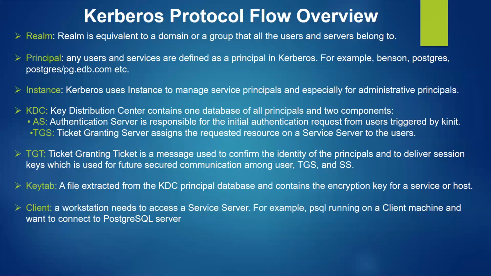Then the next most important one is, anyway, all of them are important, but in order for us to be able to have access to our resource, which might be our Postgres running on a different instance, we'll need to extract a keytab file, right? It just contains the encryption key for a service or a host. And we're going to see that it is through this keytab file that the service ticket issued by the ticket granting server can be recognized, right?